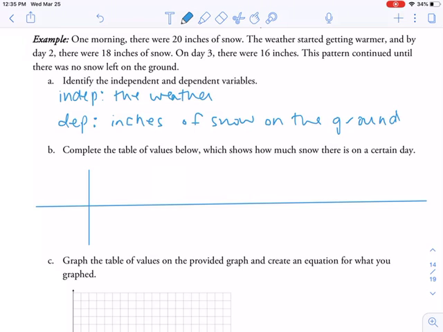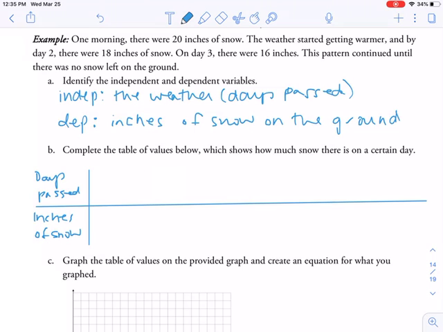I'm going to add that to our independent variable, because also the days that have passed will indicate that the weather is getting warmer, right? So as the days pass, the weather gets warmer, so then the snow melts, and so the days that have passed will be here on our first row, pardon me, and then the inches of snow will be the other thing that we're examining.